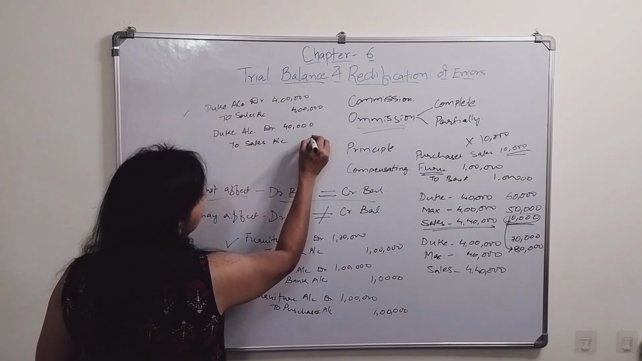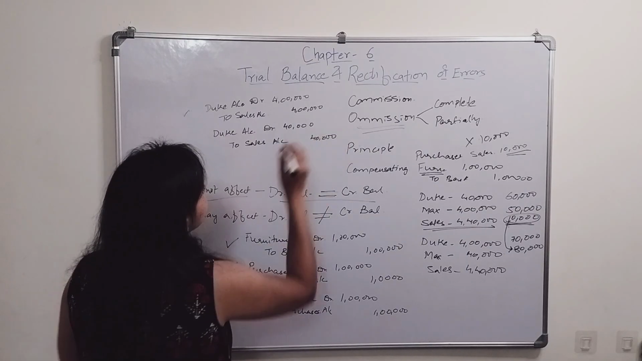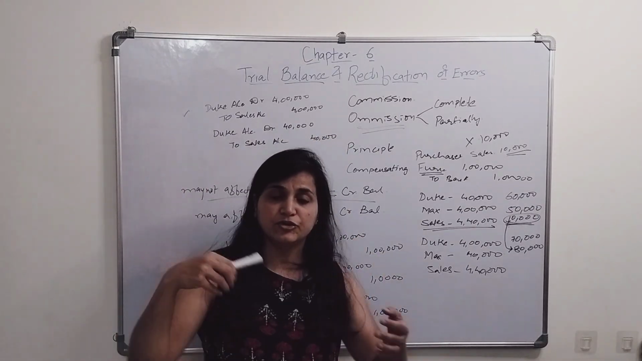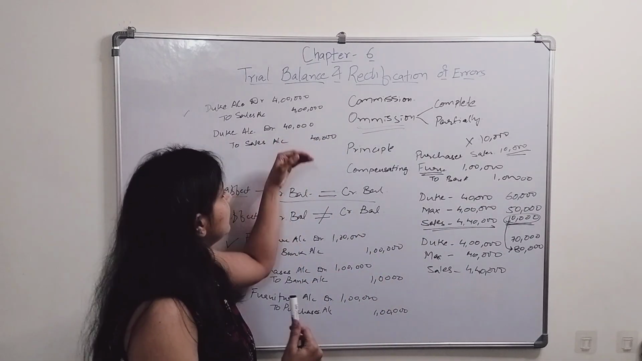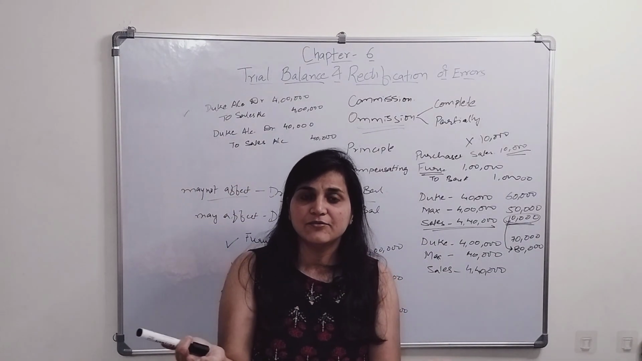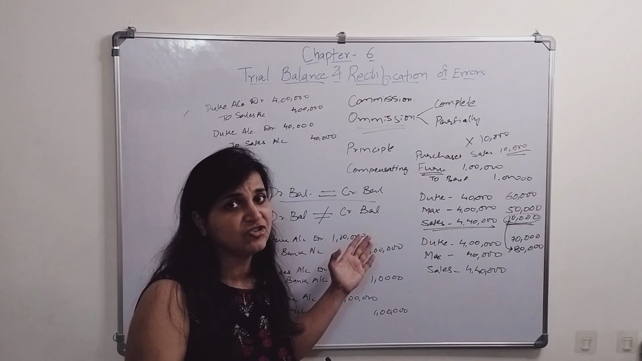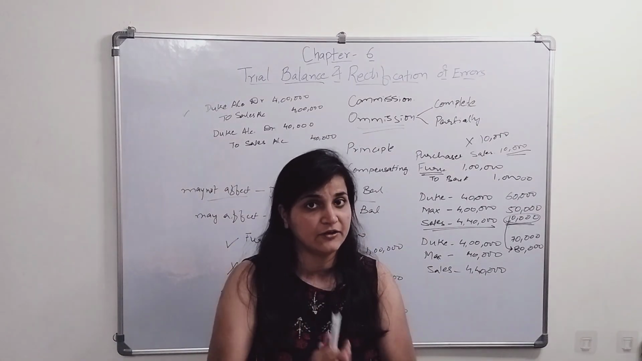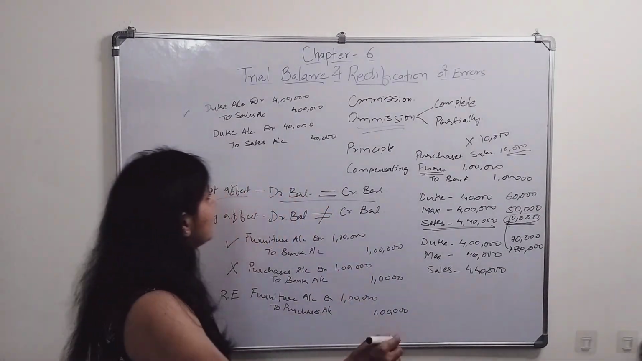debit 40,000 to sales account. So this is not going to affect the trial balance. The sales is 40,000, Duke's account is 40,000, debit is equal to credit. So that is not going to affect the trial balance. Trial balance will be equal, but this is an error which has been committed and I need to rectify it. How will I rectify it?